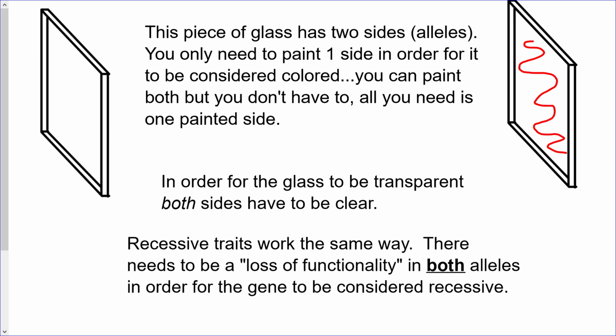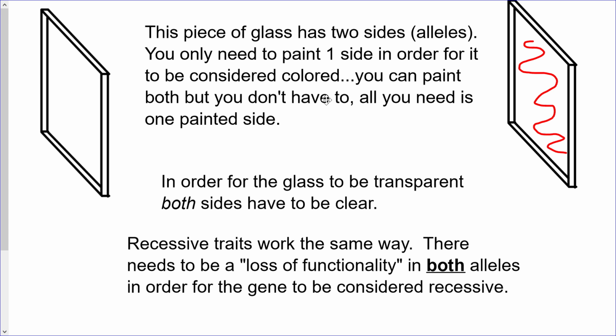All right, as a really neat and clean analogy, let's say you have a window, and this piece of glass has two sides, which are going to represent our two alleles for the gene. You only need to paint one side in order for it to be considered colored. You can paint both if you want to, but you don't have to. All you need is to paint one side. So the paint, the ink, that's going to be our dominant allele.